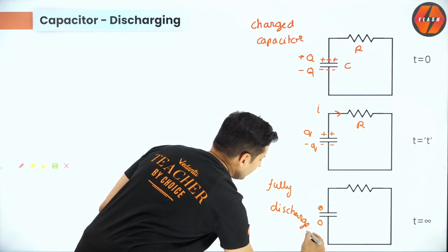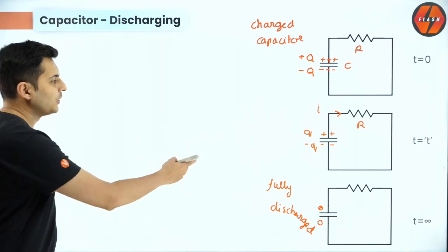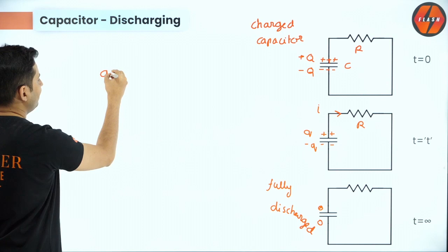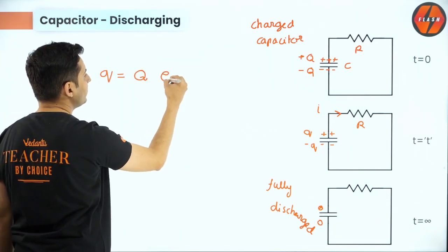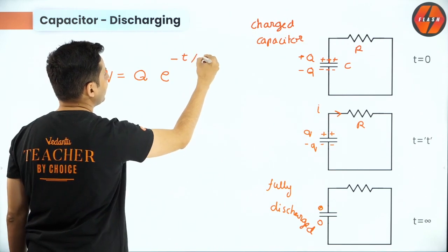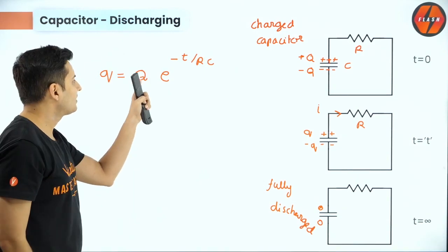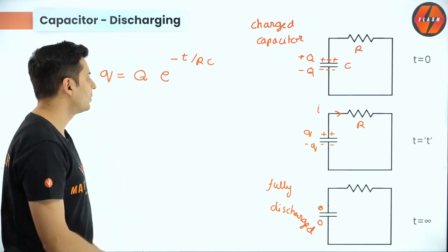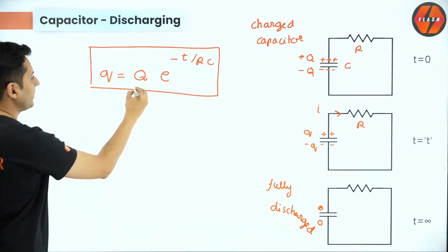This is going to happen after a long time. This is a fully discharged capacitor. So what is the charge as a function of time? This is the function. Q is equal to initial charge e to the power minus t by RC. Very similar, but the only difference is instead of 1 minus e, it is just e. That's the only difference. So this is the formula that you are supposed to remember.